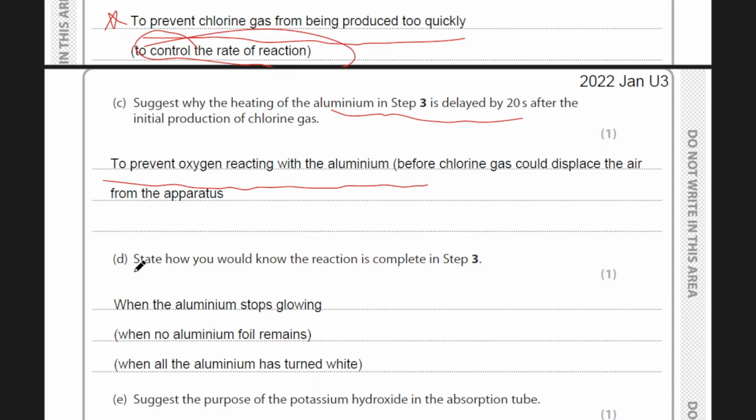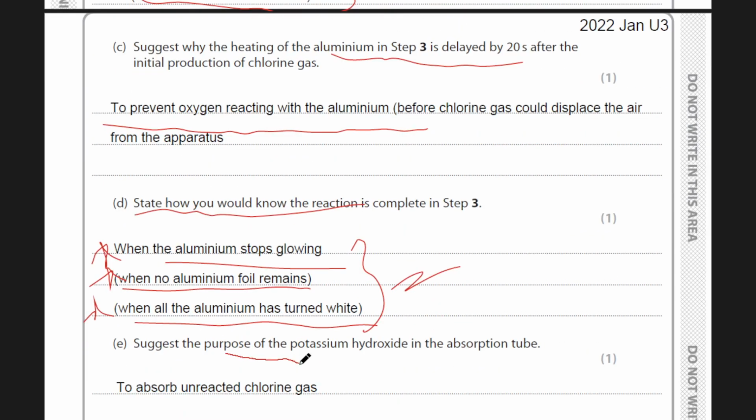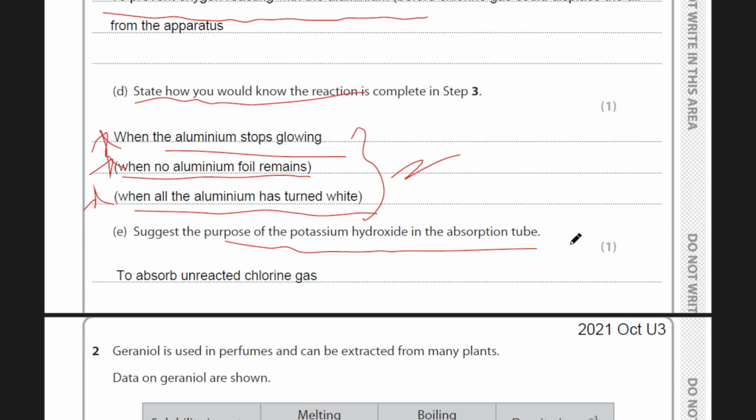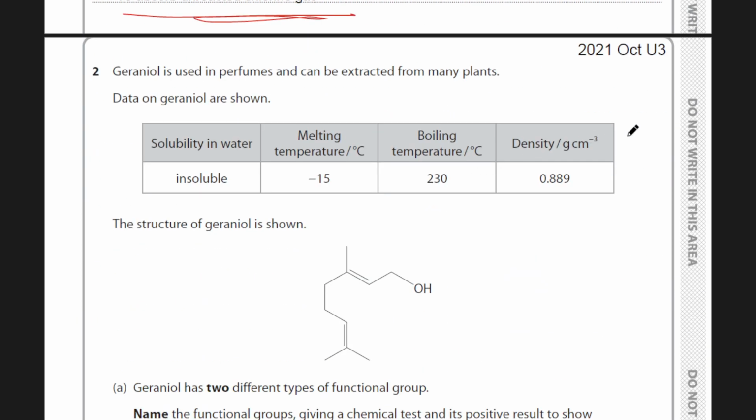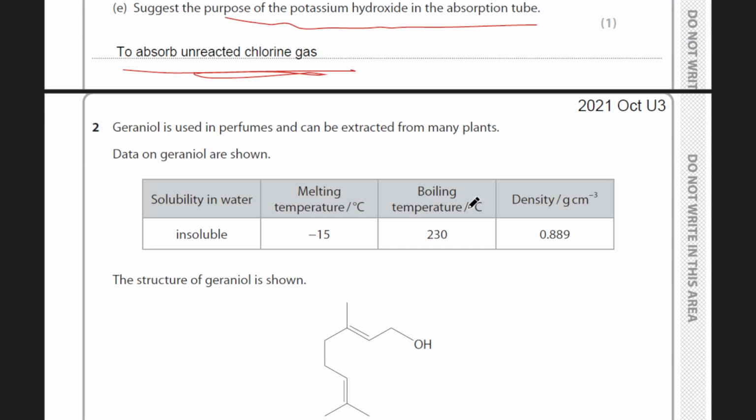All right. Next question here is: state how you know the reaction is complete in step 3. Obviously, when the aluminum stops glowing, when no aluminum foil remains, and when all the aluminum has turned white. So these are the observations which are required. Suggest the purpose of the potassium hydroxide in the absorption tube. This is to absorb the unreacted chlorine gas. No surprise here.